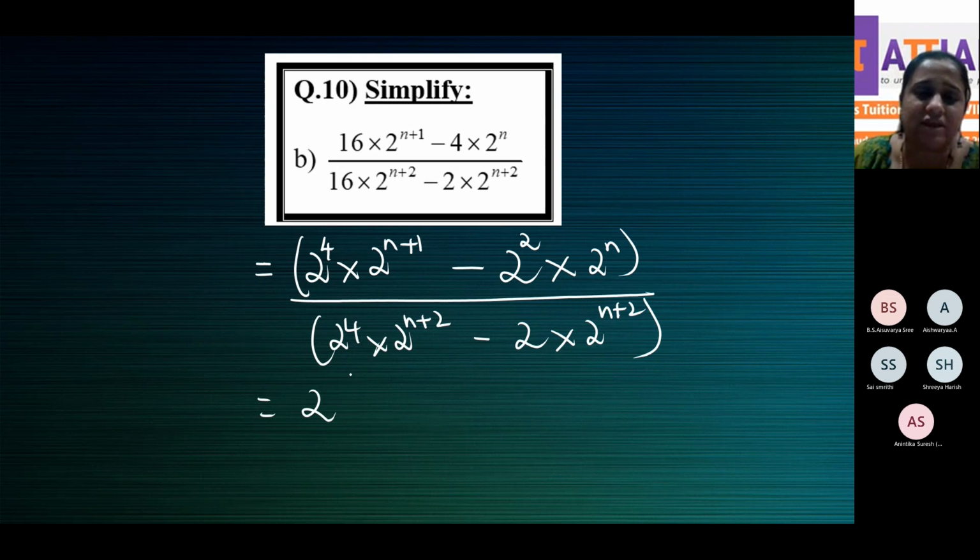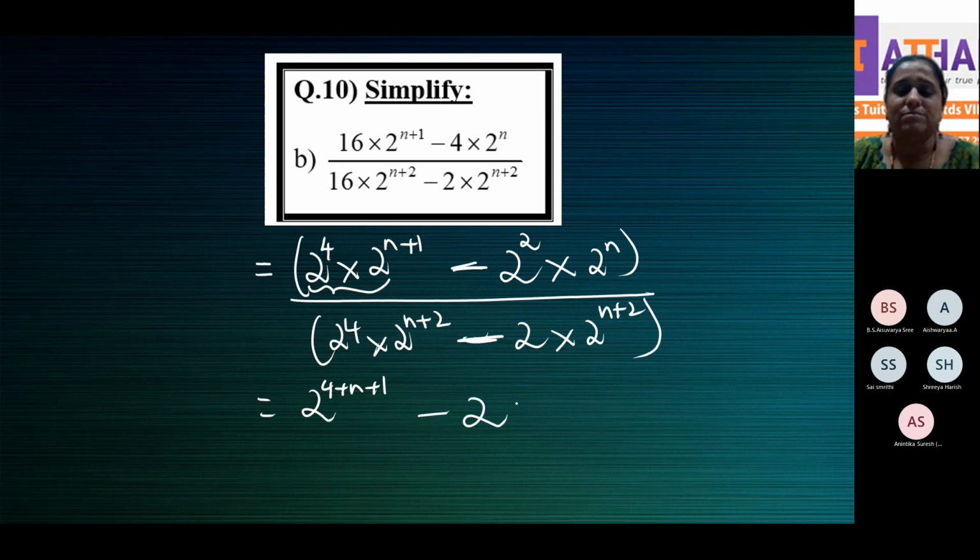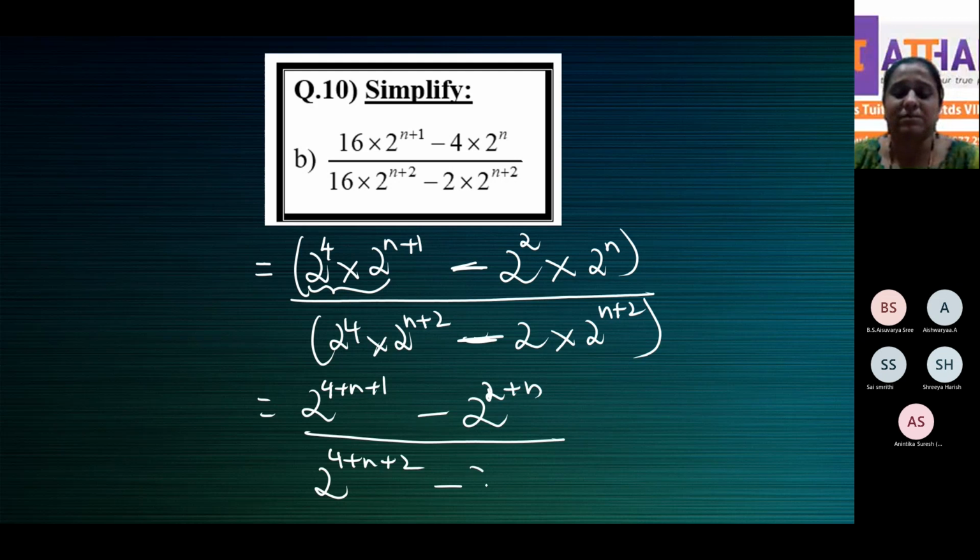Bases are same, so add the powers, right? Yeah, ma'am. But I did like 2 by 2 to the power 4 by 2 to the power 4. I gathered them together and I cancelled them out. No, you cannot cancel. You need to add this using the rule. Bases are same, it's multiplication, add the powers.